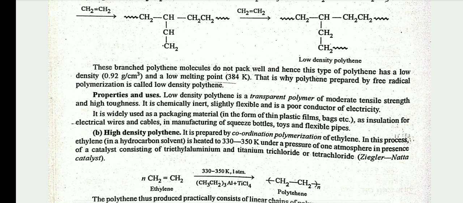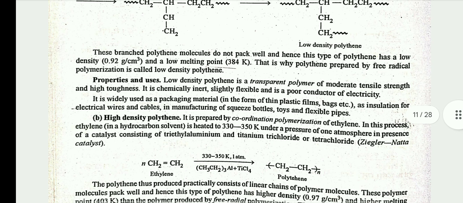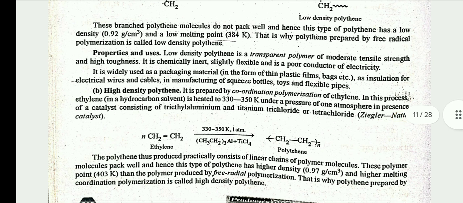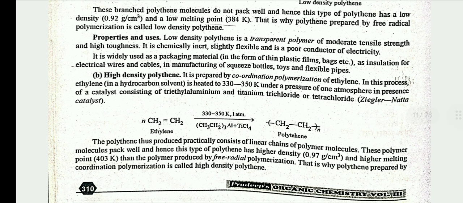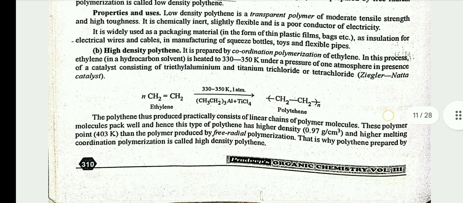High density polythene. It is prepared by coordination polymerization of ethylene. In the process, ethylene in a hydrocarbon solvent is heated to 330 to 350 Kelvin under a pressure of 1 atmosphere in presence of a catalyst consisting of triethyl aluminum and titanium chloride or tetrachloride, the Ziegler-Natta catalyst.